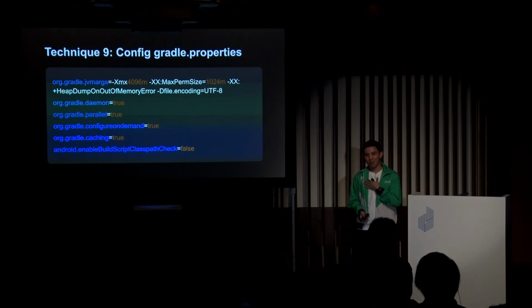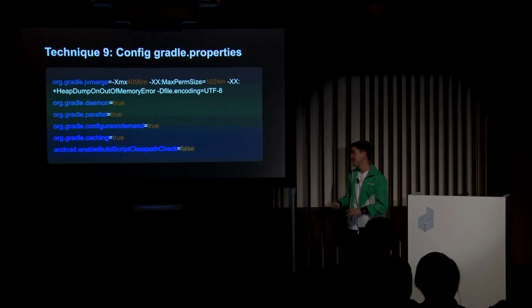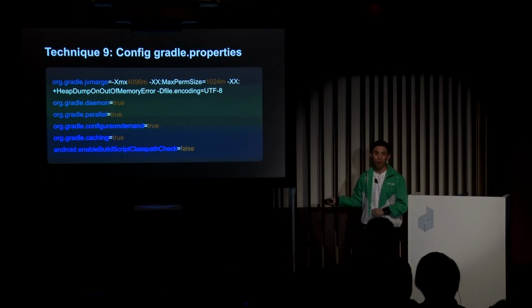So for my machine, I have 16 gigabytes of RAM. I adjusted it from 1.5 to 4 gigabytes. And it makes me build my app faster.